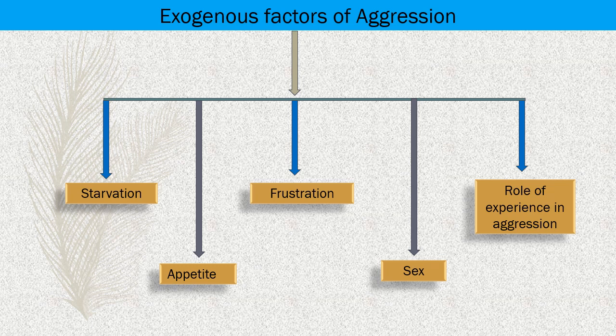Sex. The relationship between sex hormones, particularly testosterone, and aggression is striking in seasonally breeding species. As the gonads increase in size in response to environmental changes, fighting and wounding increase as well. Most of this increase is related to competition for breeding territories, social rank, and for females also. So, these are the exogenous factors of aggression.